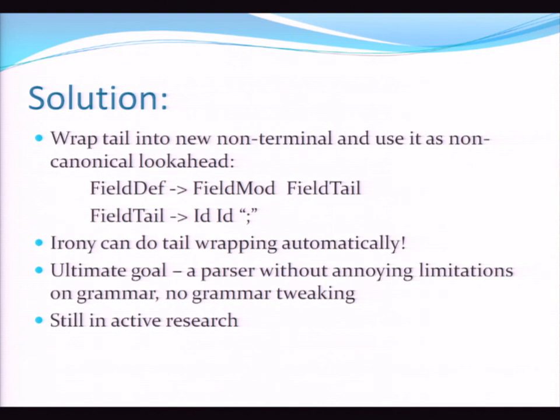And the trick is that the tail wrapping can be done automatically by Irony. So that's the new method. The ultimate goal is to create a parsing method that is free from these very annoying limitations of LR parsers. It's still in active research. It's not out. We are already able to parse this simple grammar, but it doesn't work well yet for big and complex grammars with a lot of conflicts and optional elements, like C#.